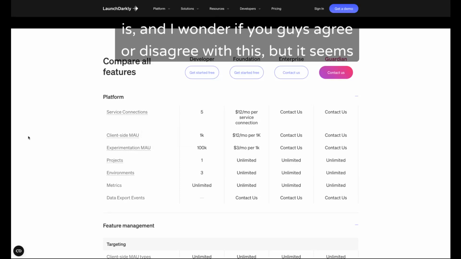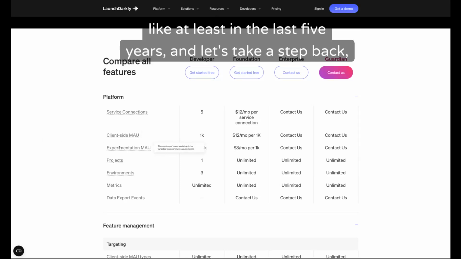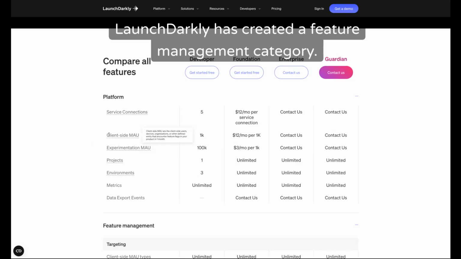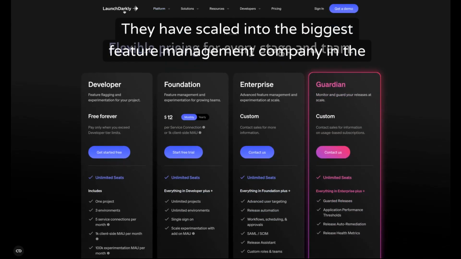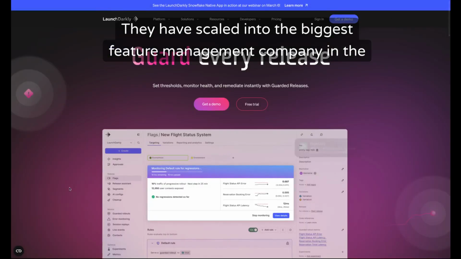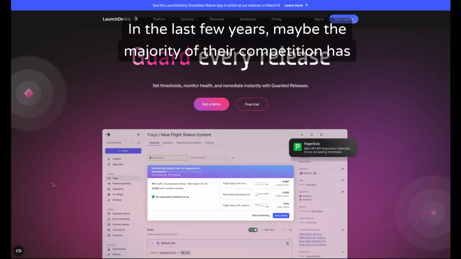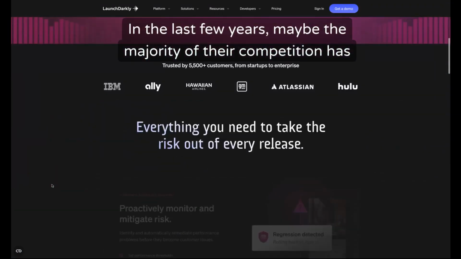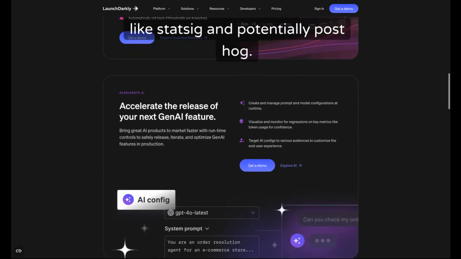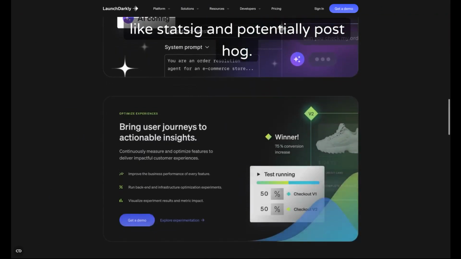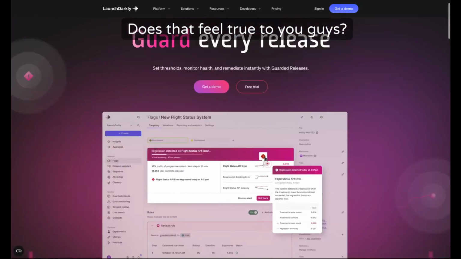What's notable to me from a price metric perspective is, and I wonder if you guys agree or disagree with this, but at least in the last 5 years, and let's take a step back, LaunchDarkly has created the feature management category. They have scaled into the biggest feature management company in the world, arguably. In the last few years, maybe the majority of their competition has come from startups like Statsig and potentially PostHog. First of all, let me stop there. Does that feel true to you guys?